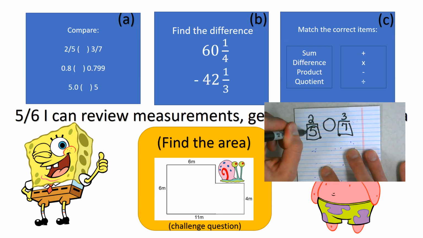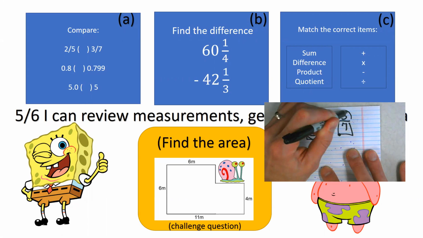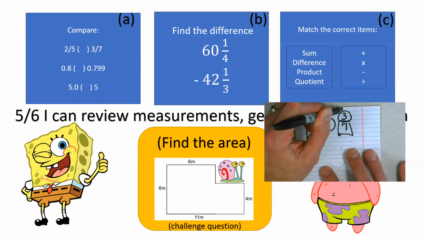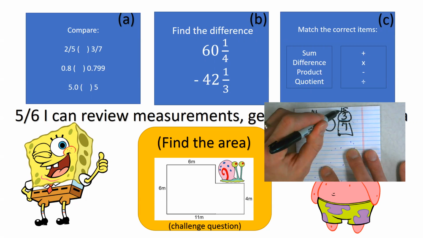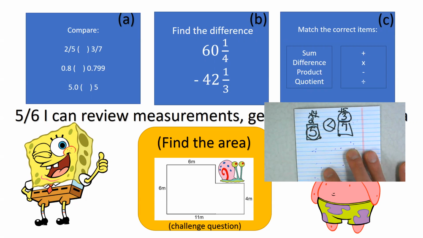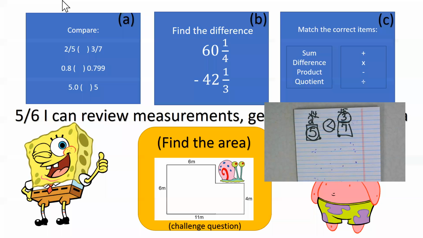There's this trick. You can multiply a bottom and a top and put that number by the top. 7 times 2 is 14. And then you just look at those two numbers and they will tell you which one's bigger. So that tells us that 3/7 is actually a larger fraction.